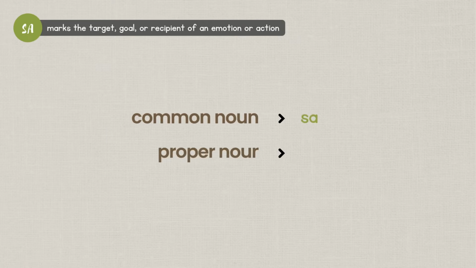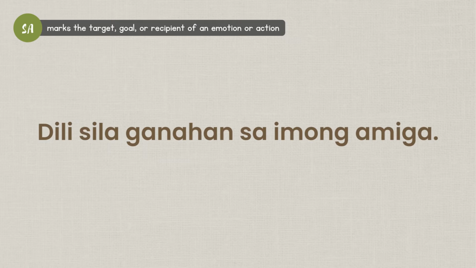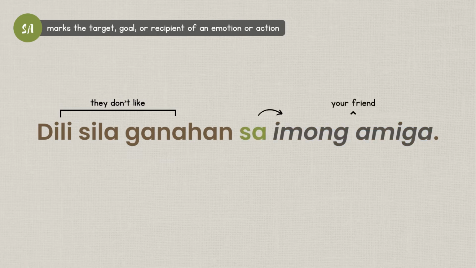The marker sa could also mark the target, goal, or recipient of an emotion or action. We could also call it beneficiary. If the nominal is a common noun, we use the marker sa. But if it is a personal noun, the marker kang should be used instead. To make it clear, let's look at this example. Dili sila ganahan sa imong amiga. Dili sila ganahan means they don't like. But who is the person that they don't like? The one marked with a sa marker, which in this sentence is imong amiga or your friend.